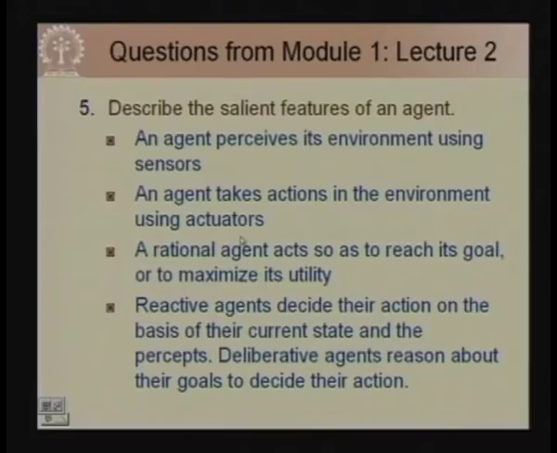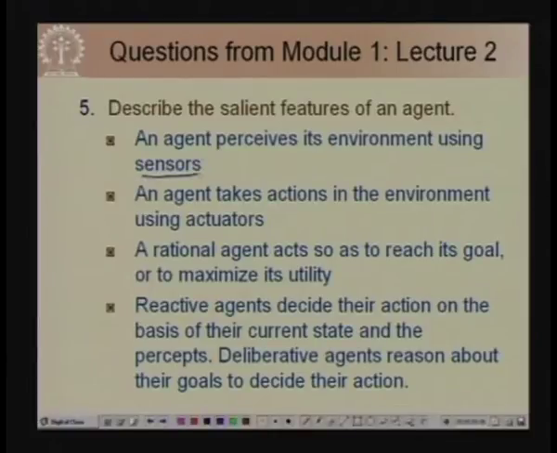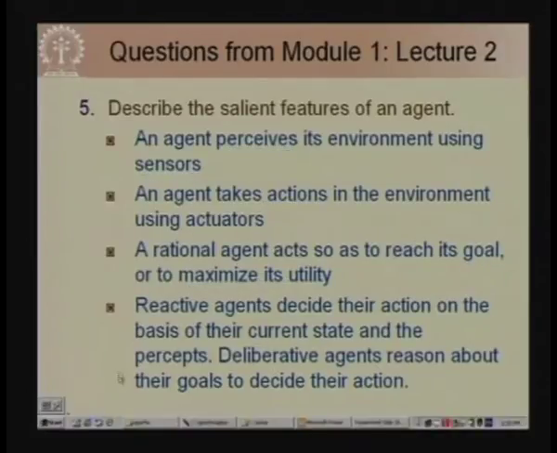The fifth question, describe the salient features of an agent. An agent perceives its environment using sensors. An agent takes actions using actuators. A rational agent acts so as to reach its goal or to maximize its utility. Reactive agents decide the action on the basis of their current state and their percepts. Deliberative agents reason about their goals to decide their action.